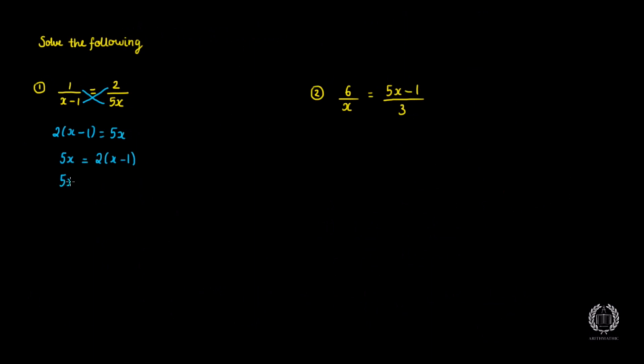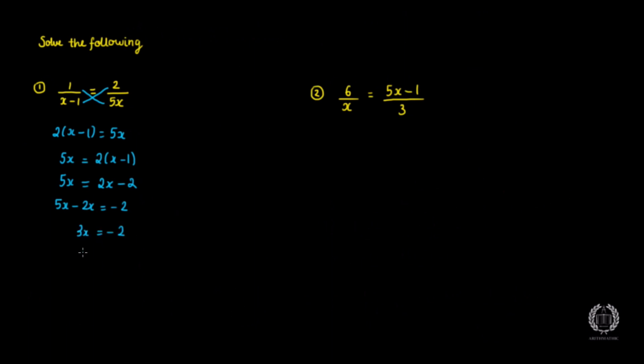So 5x stays the same, and if we expand this, 2 times x is 2x, and then 2 times minus 1 is minus 2. Now I bring the 2x to the other side, so it becomes minus 2x, and keep the minus 2 here. 5x minus 2x is 3x, and that is equal to minus 2.